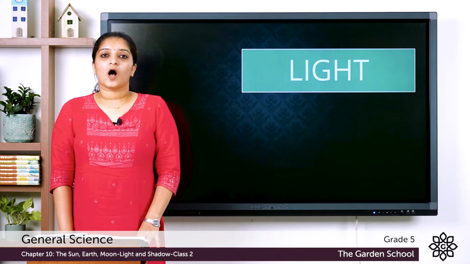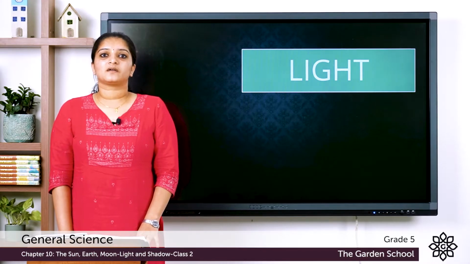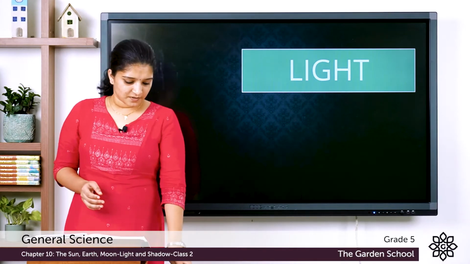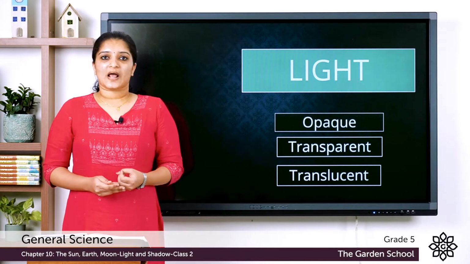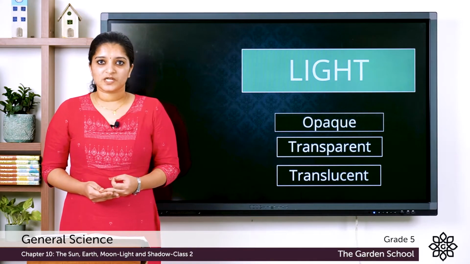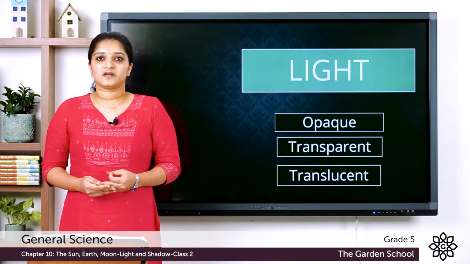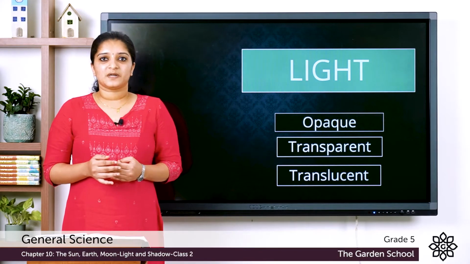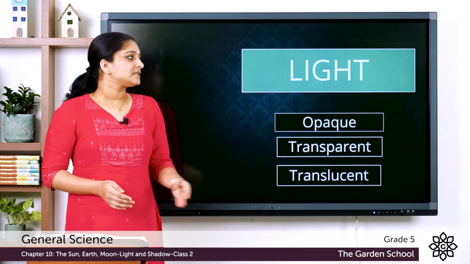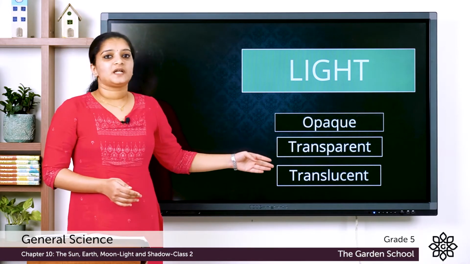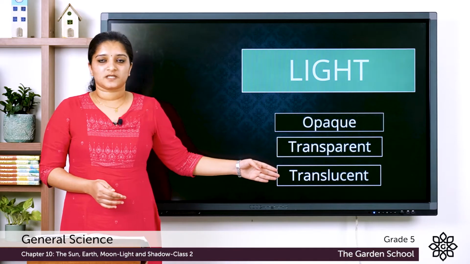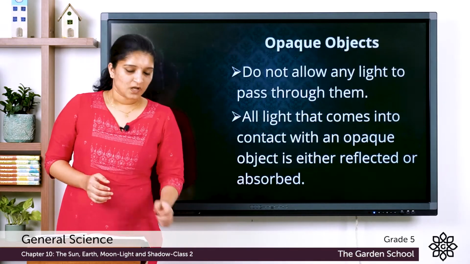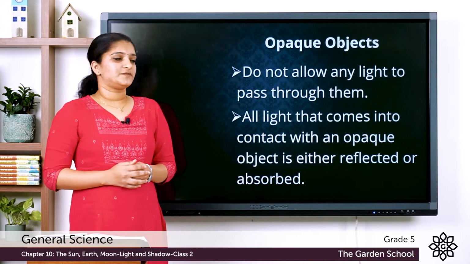So based on how objects transmit light, they are classified into three types. They are opaque, transparent and translucent objects. All the objects around us are classified into these three based on how they transmit light. Let's see what they are. First, let's see what an opaque object is.